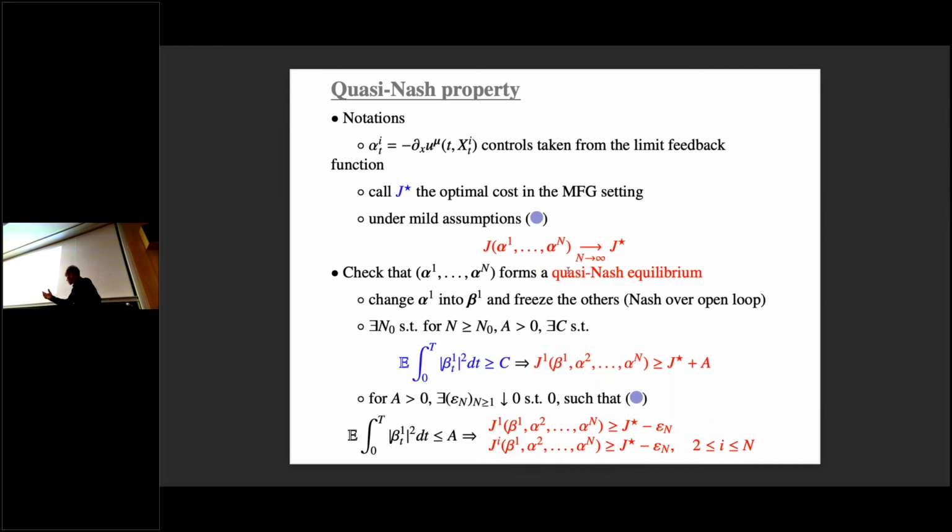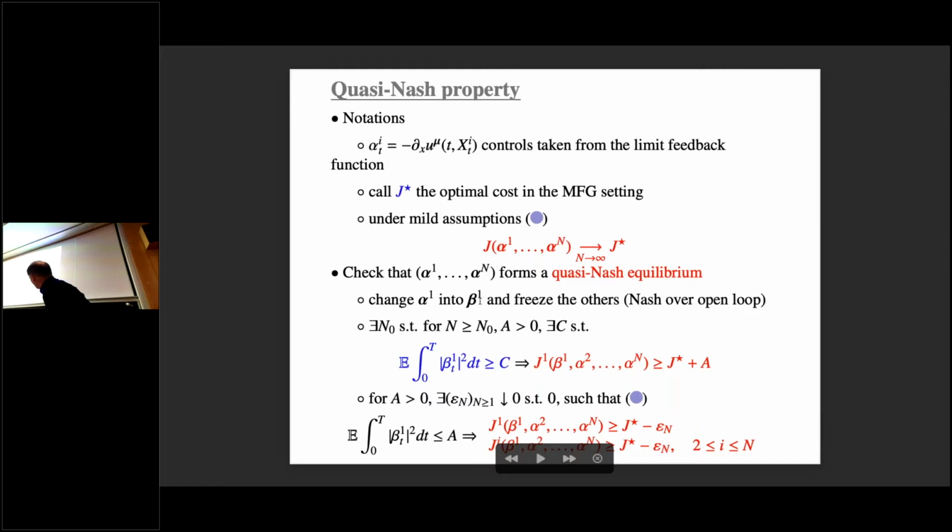Now you have to see what happens if you take somebody that deviates. Because I want to say, if somebody deviates, there could be a positive gain, but in fact, the gain is going to be at best a very small positive real. And the smallness will be smaller and smaller as capital N tends to infinity. Just to simplify, I did this for open loop strategy. I'm going to recall quite briefly what it means, but you don't have to worry too much. What is interesting is the philosophy here.